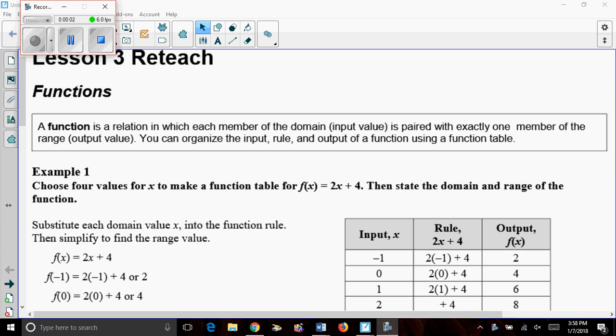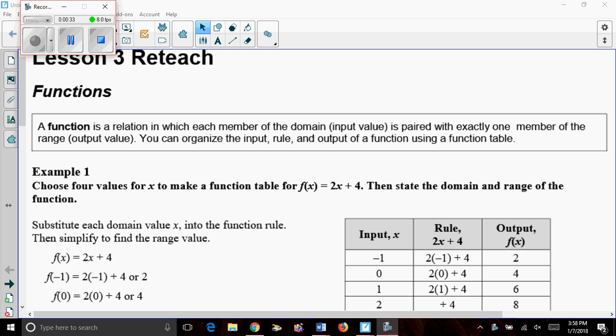For lesson 4.3, we're actually going to dive into functions, such as what is a function and what does it look like. A function is a relation in which each member of the domain is paired with exactly one member of the range, the input value and the output value. You can organize the input, rule, and output of a function using a function table. That's a whole lot of stuff.